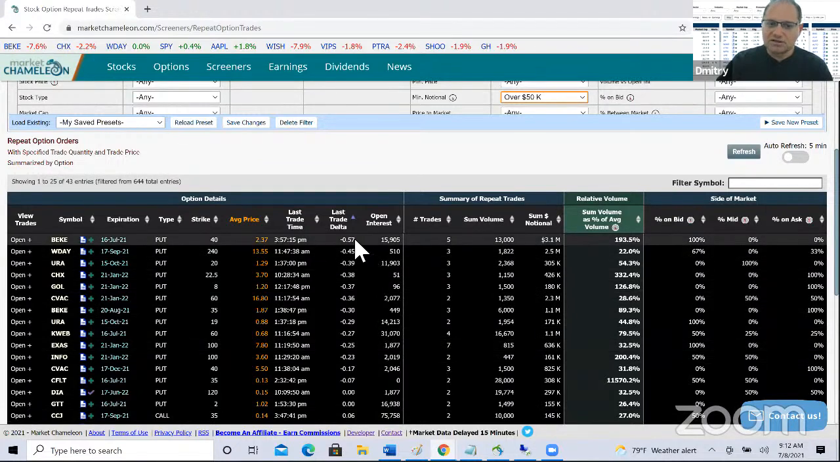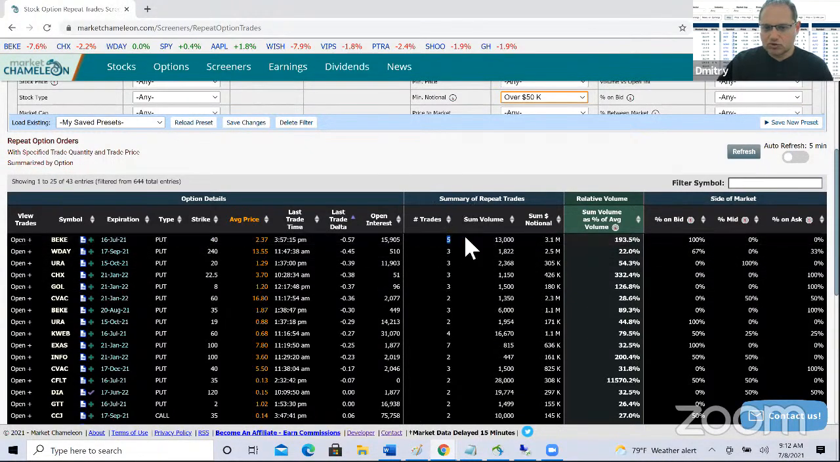So we got here negative 57 delta, that's a put. So this first one is BKE, that's the symbol. It's looking at the July 16th, 21 expiration, put 40 strike. This is the average price that was traded for these 5 trades.